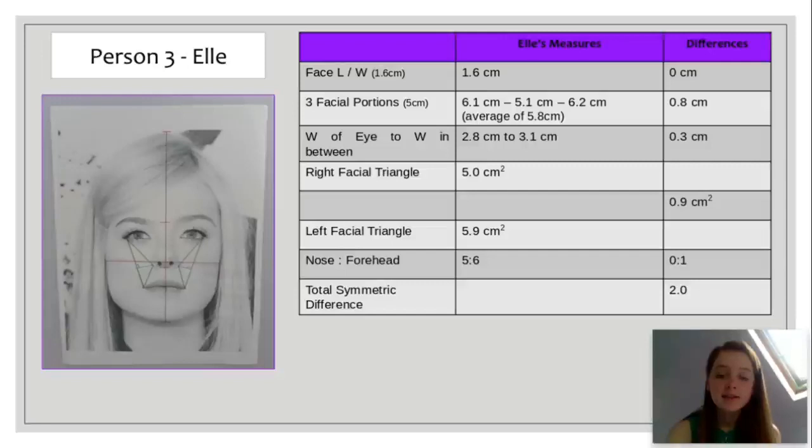So for Ellie, I did the same exact thing. She has 1.6 to 1.6. That's perfect. So we had a 0 centimeter difference, and then the 3 facial portions were a little high. 5.8 centimeters minus the 5 centimeters equals 0.8 centimeters.